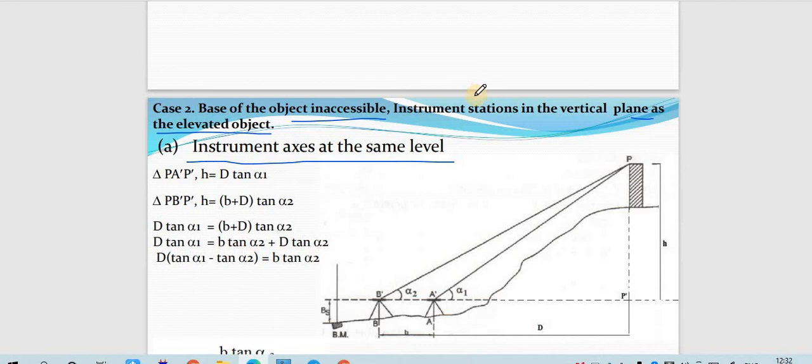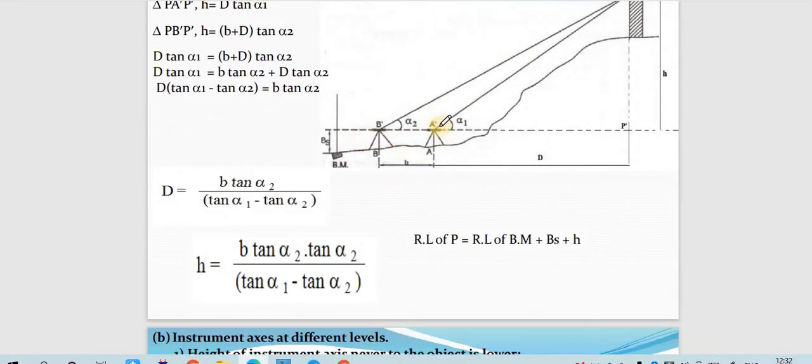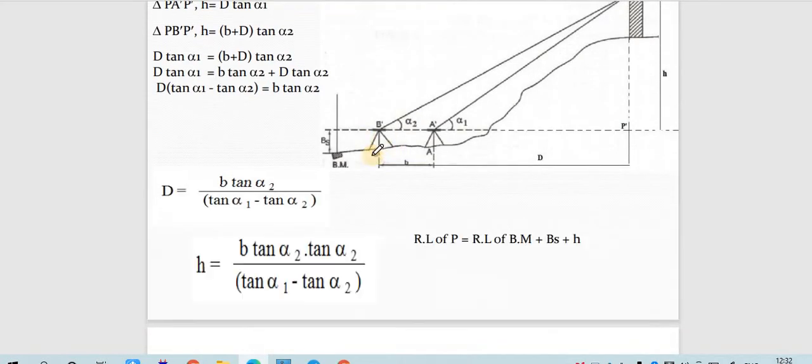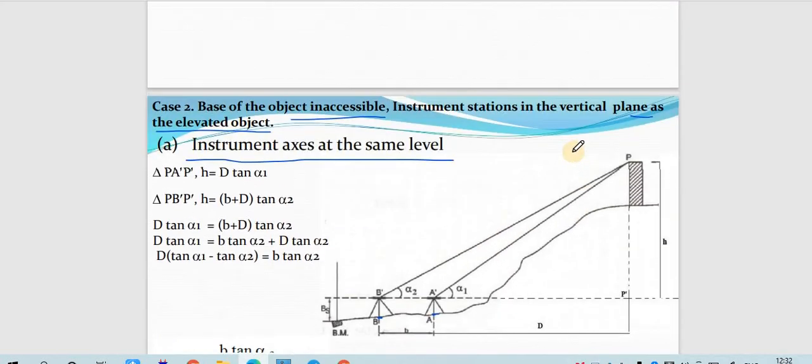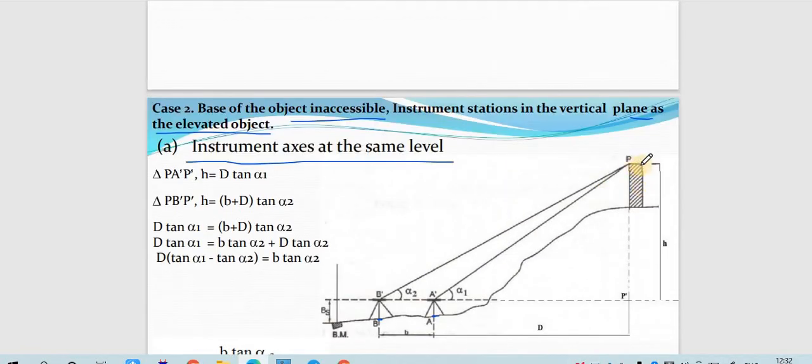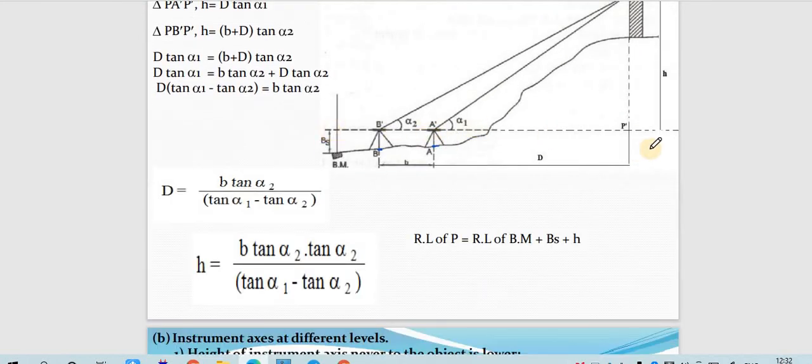Over here you can see that there are two instruments provided, one at B and one at point A. We have to take angles from here to the topmost point. This will be alpha 1, this will be alpha 2. The readings of the benchmark are taken from both the points, and because it is at the same level, the instrument axis will be at the same level. This is the height.